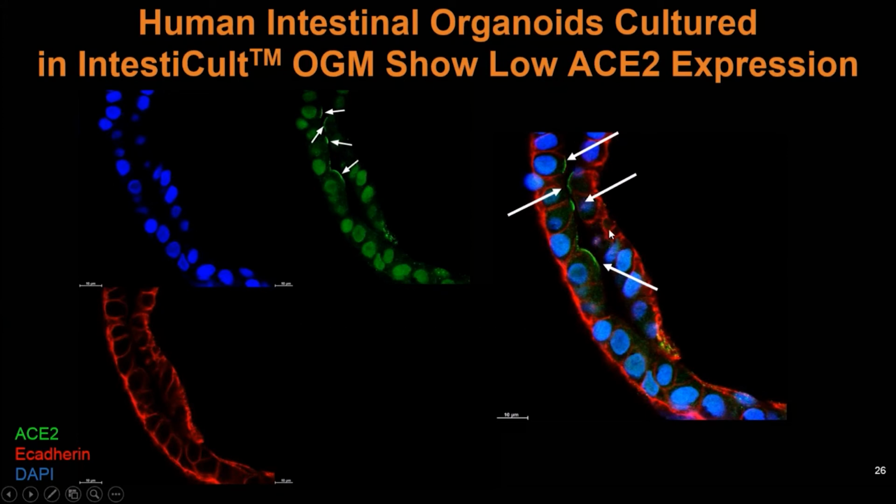As you can see from this staining, only specific cells are expressing a low level of ACE2, suggesting that these cells might be progenitors of enterocytes or immature enterocytes that need to be further differentiated in order to maybe express higher levels of this receptor.